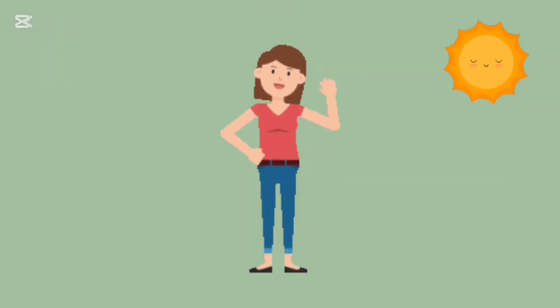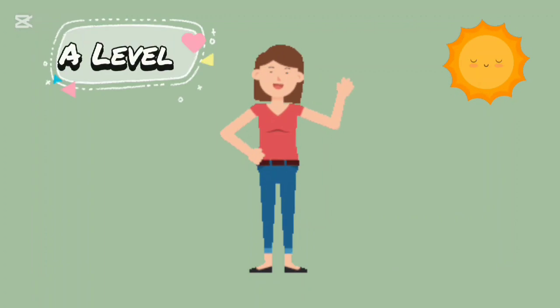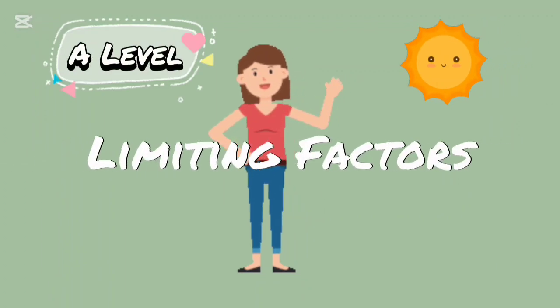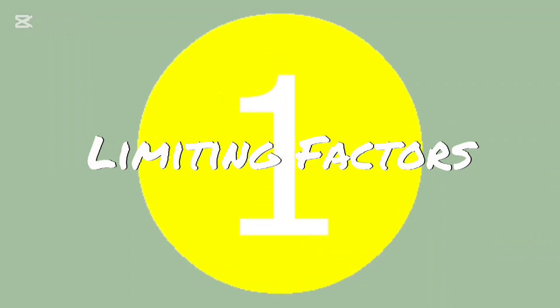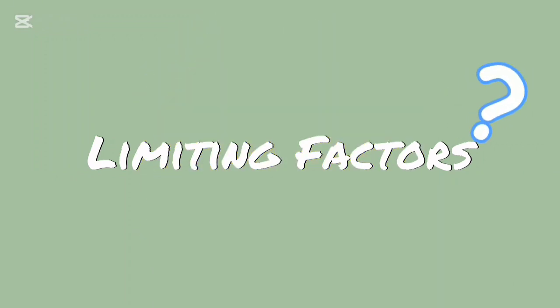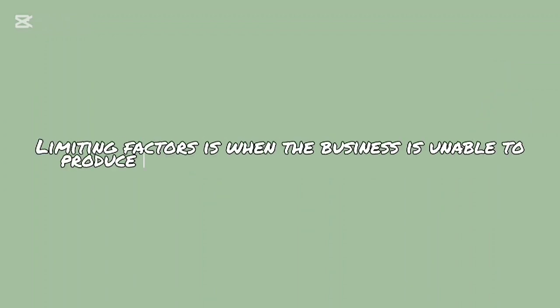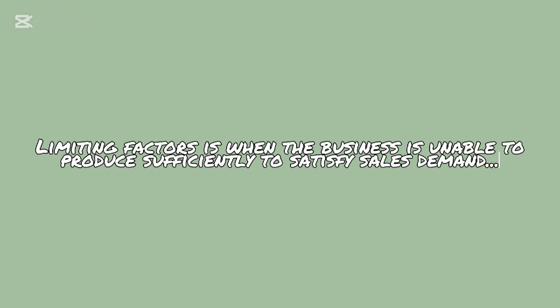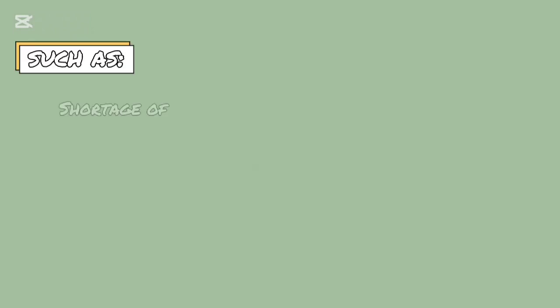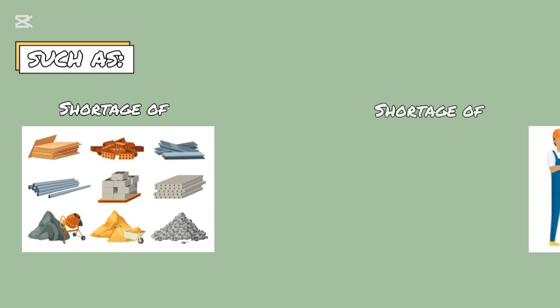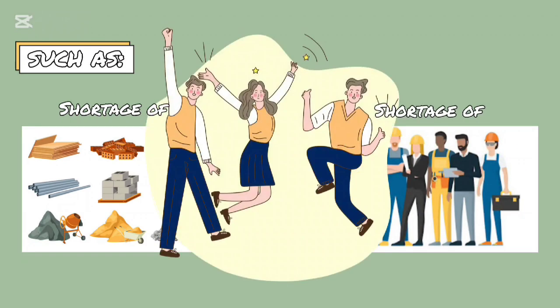Today we will be talking about one of the topics in A-level, which is limiting factors, and how do we revise it? First, you need to understand what is the meaning of limiting factors. Limiting factors is when the business is unable to produce sufficiently to satisfy sales demand, such as shortage of material, shortage of labor, and many more.